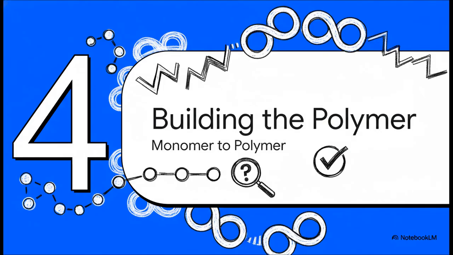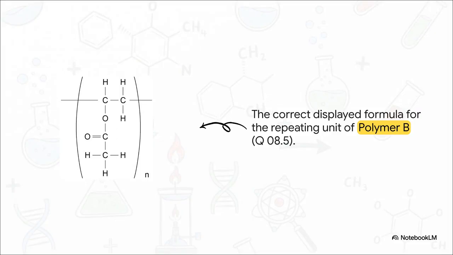Okay, we've gone from single molecules, now let's build some long chains. Let's tackle polymerization. Now, I know this topic can seem a bit intimidating, but once you see the logic in the mark scheme, it gets so much easier. In question 08.5, you're asked to draw the displayed formula for the repeating unit of polymer B. So what's the key thing that happens here? Well, that C=C double bond in the original monomer breaks open. That allows all the little molecules to join together in a long repeating chain.